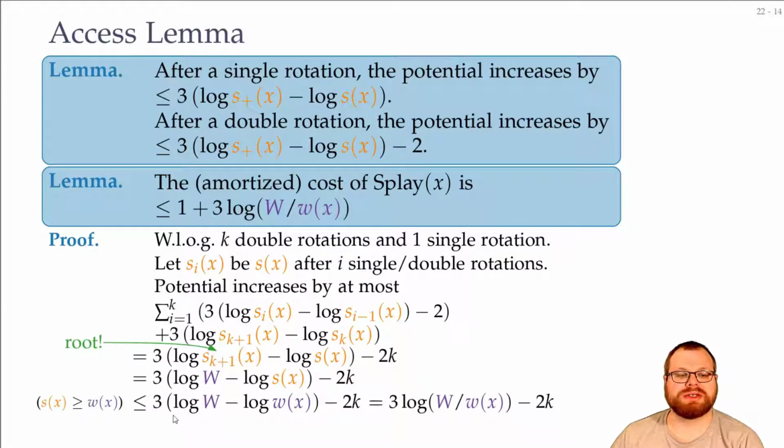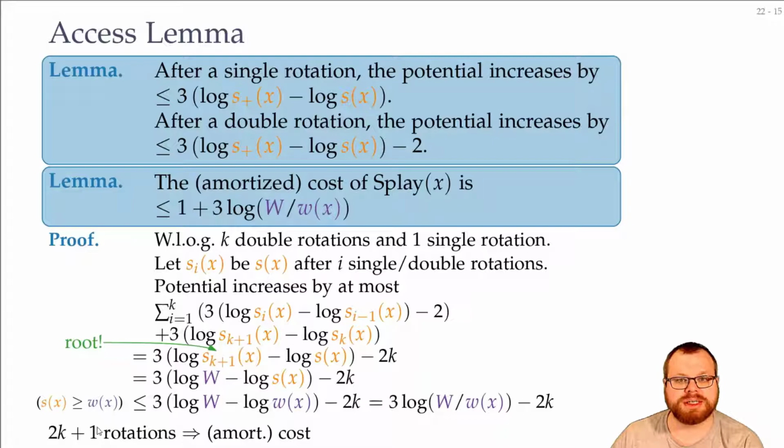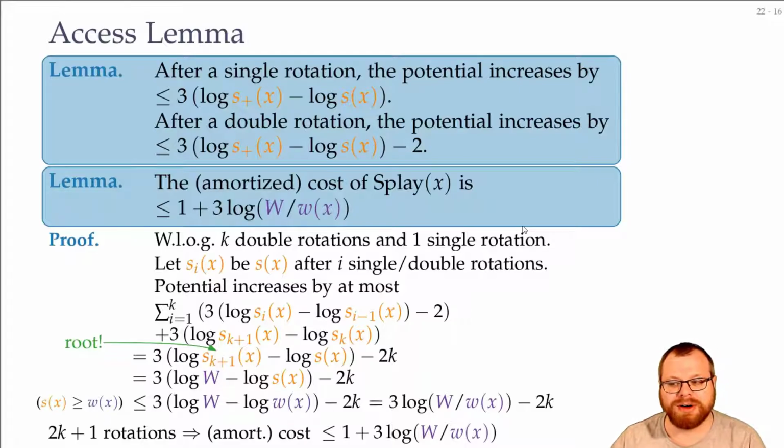And now to get the amortized cost, we need the potential increase plus the real cost. The real cost was k double rotations and 1 single rotation, so 2k plus 1 rotations in total. And then if we add this here, then we just get 1 plus 3 times the log of that part, which gives us the access lemma. And in the next part, I will show you how this access lemma gives us all those properties, or some of those properties. I will not show all because we don't have that much time for the Splay trees.